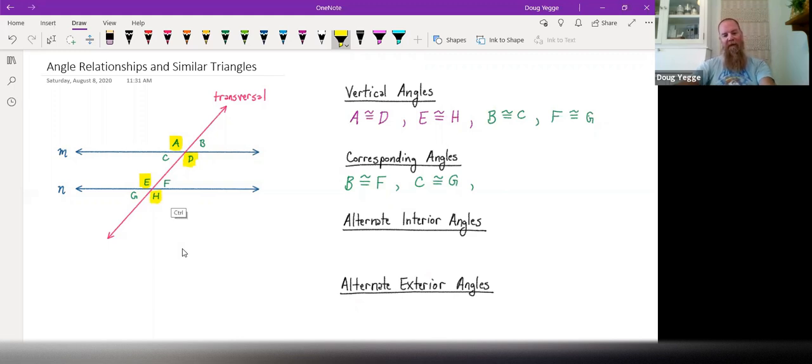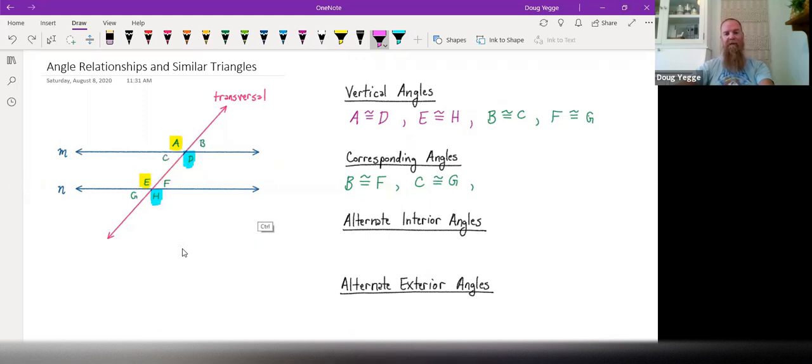But for different reasons, and maybe I'll highlight those in a different color. D and H are congruent to each other because they are corresponding angles, while A and E are congruent to each other because they're corresponding angles. But now I'd like you to look at the fact that A and D are congruent because they're vertical angles. And E and H are congruent because they're vertical angles.